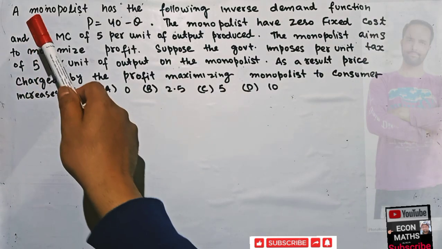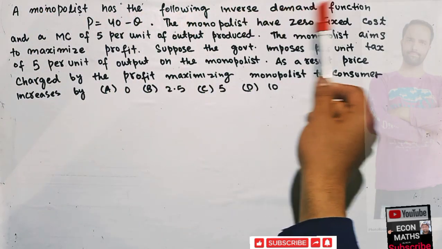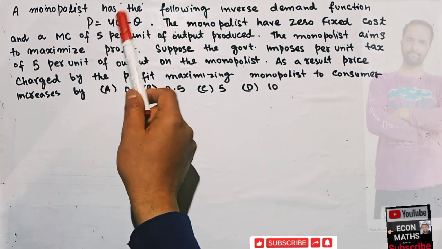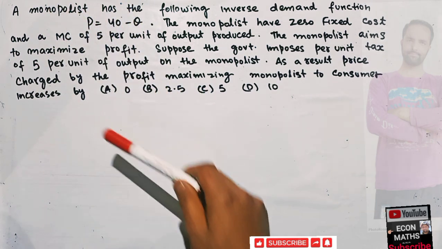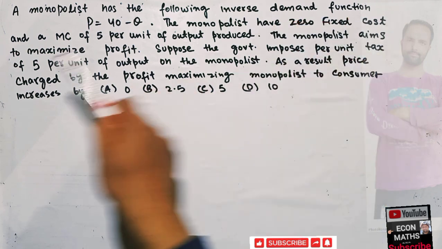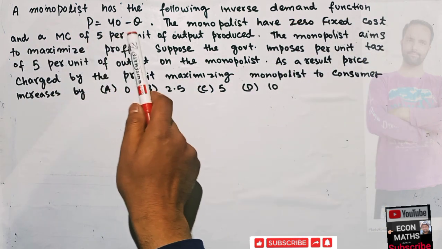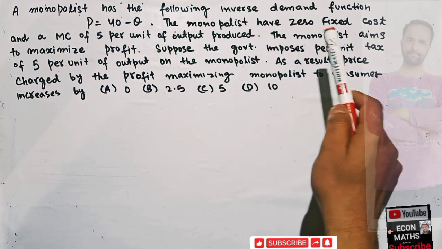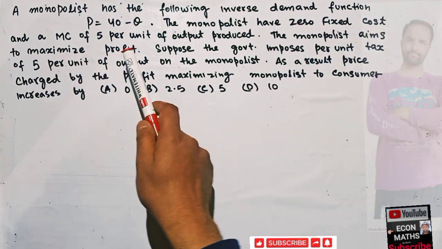Next question is, a monopolist has the following inverse demand function: P is equal to 40 minus Q, where P is the price and Q is the quantity. The monopolist has zero fixed cost and a marginal cost of 5 per unit of output produced. The monopolist aims to maximize profit.